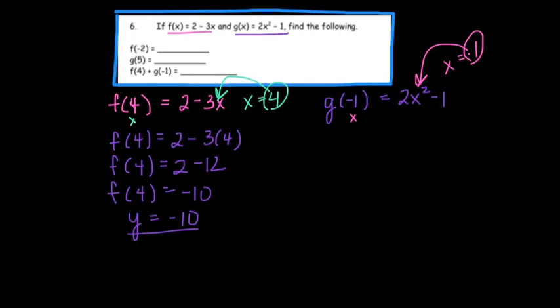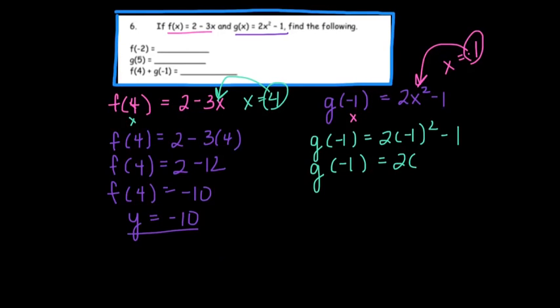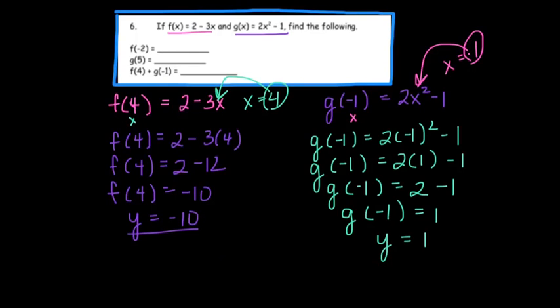So I'm going to write this as g of negative 1 equals 2 times negative 1 squared minus 1. So we have g of negative 1 equals 2, and then negative 1 squared gives me a positive 1, and then bring down that minus 1, and then g of negative 1 equals 2 times 1, which is 2, and 2 minus 1 finally. So we have g of negative 1 equals 2 minus 1, which is 1. So finally the y value here is a 1.